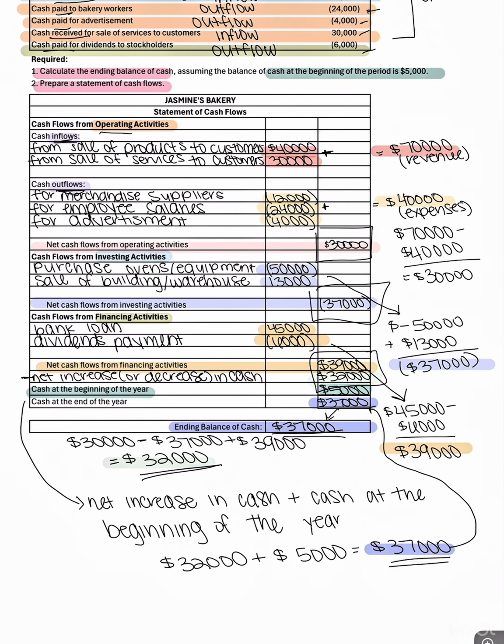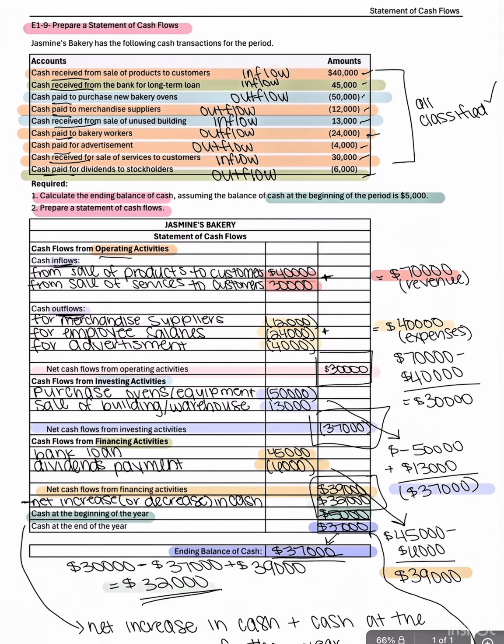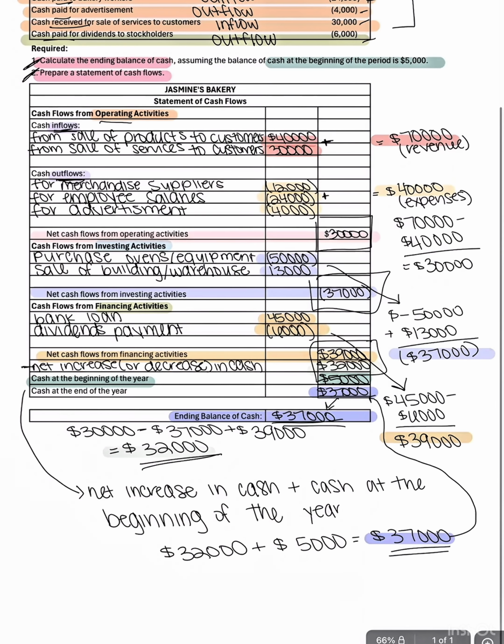That is how we would do it. So I'm going to just really quick write a note. So we did this already. We prepared the statement of cash flows, and now we calculated that. So that would make it complete, and our final answer should be 37,000.